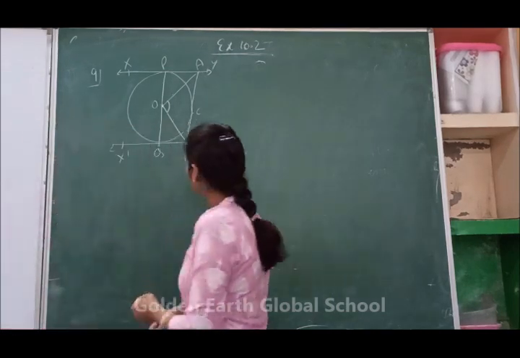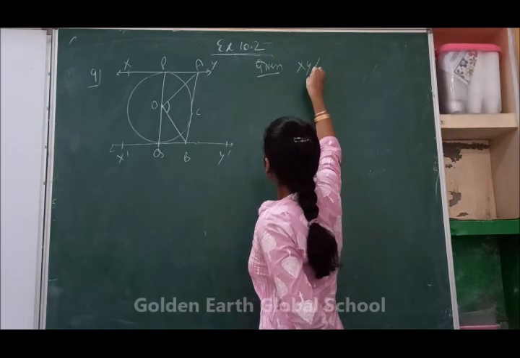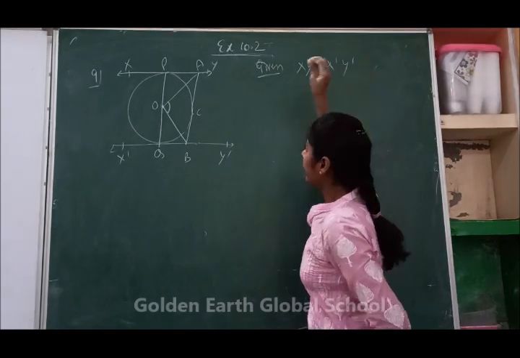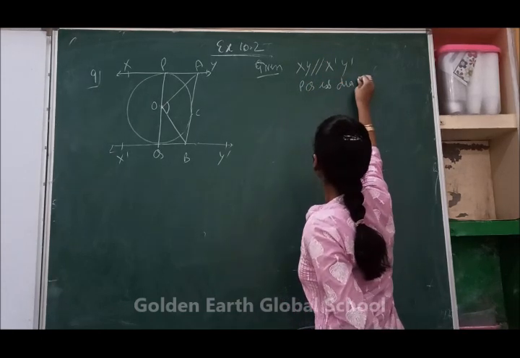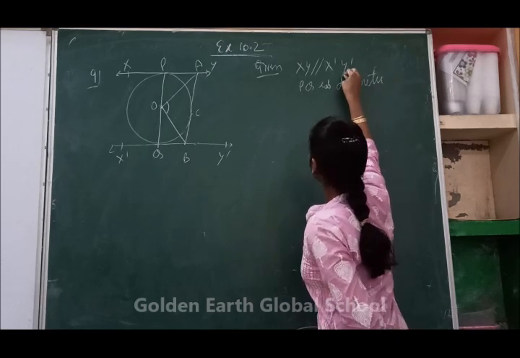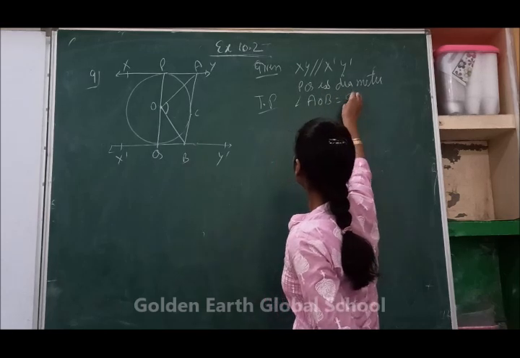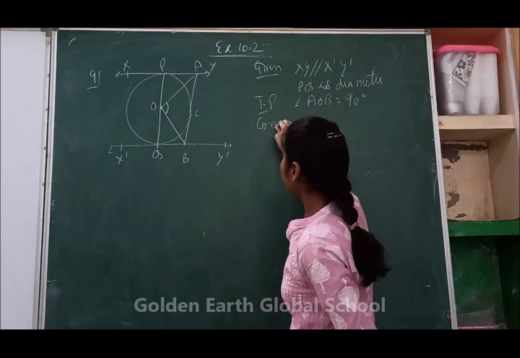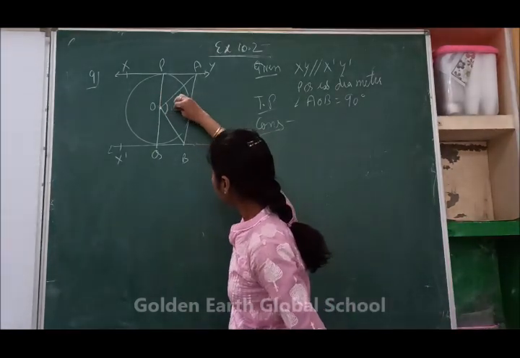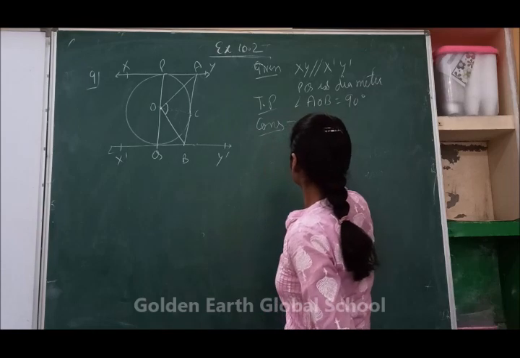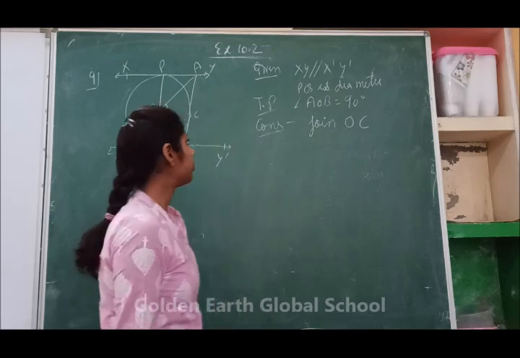Firstly, given, you can write given XY is parallel to X dash Y dash. PQ is diameter. Clear? Now what we have to prove? Angle AOB is equal to 90 degree. For this we have to do construction. What will be the construction? Join OC. Clear? Now see how we will prove it.